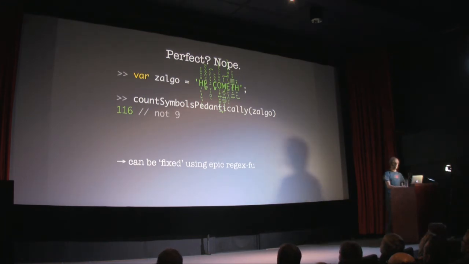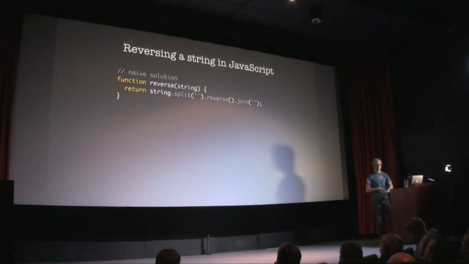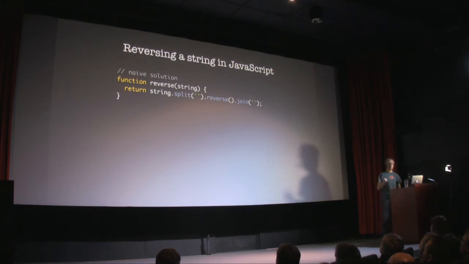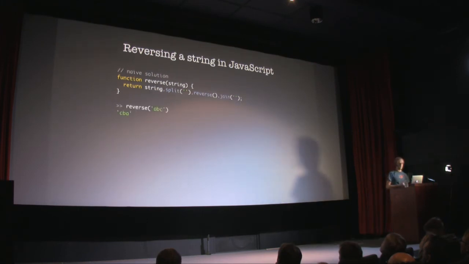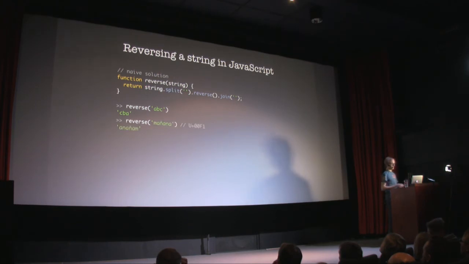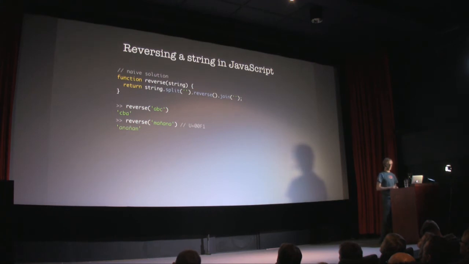Here's another thought exercise, how to reverse a string in JavaScript. It sounds really simple, right? So how hard can it be? Well, this is a fairly common solution to the problem. You just take the string, you split it up into an array of characters, then you reverse that array, and then you glue it back together. And indeed, that seems to work in a lot of cases. If you try to reverse the string ABC, you get CBA, which is what you expect. Let's try another one. Let's try to reverse mañana, where the N and the tilde is a single Unicode code point. Again, this works as expected.